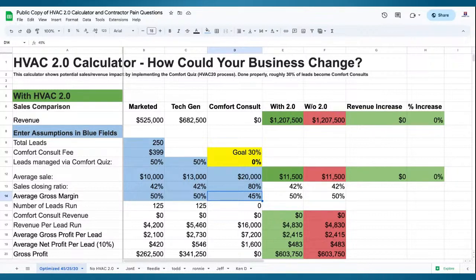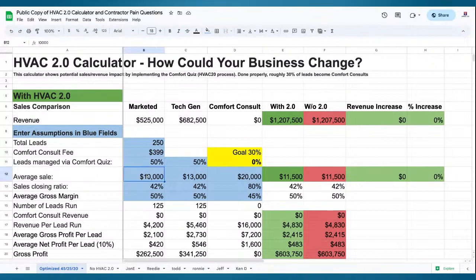And for starters, what I set this up for, if you look at the enter assumptions. Why do you highlight the one that you're talking about? Yeah, let's see here. Actually, I should just do that. So total leads here. This is how many leads you get in a year. So I just threw out a number here. This is a small company example of 250 leads. You're charging $399 for a comfort consult, but there are no comfort consults in how I set this up to begin. So it's set up currently for 50% marketed, 50% tech gen.